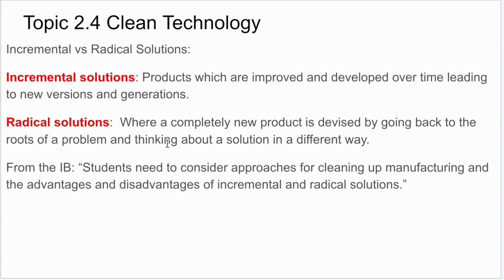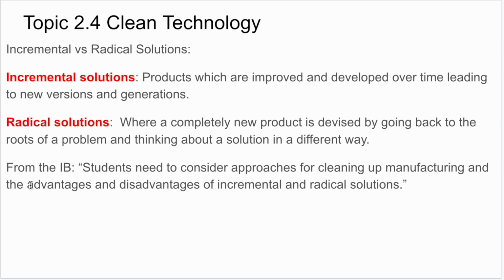We're going to talk quickly about the incremental versus radical solutions for clean technology. So an incremental solution, I would call this evolution versus revolution. So evolution is when you make small changes along the way, but over time those add up to big changes. So incremental solutions are like evolution. So it's products which are improved and developed over time, leading to new versions and new generations. Revolution or radical solutions, this is where a completely new product is devised by going back to the roots of the problem and thinking about a solution in a different way.